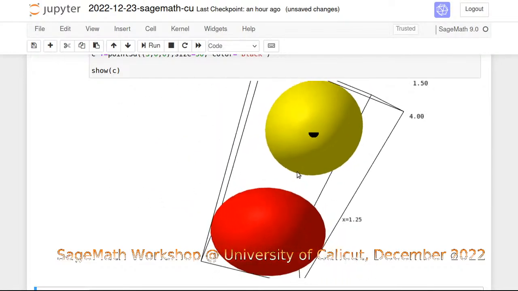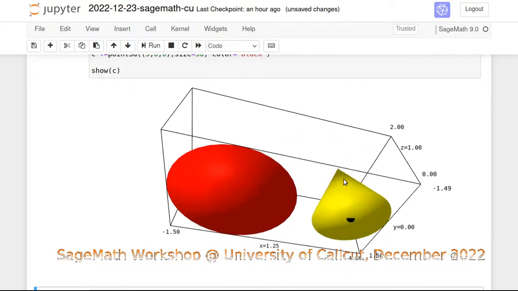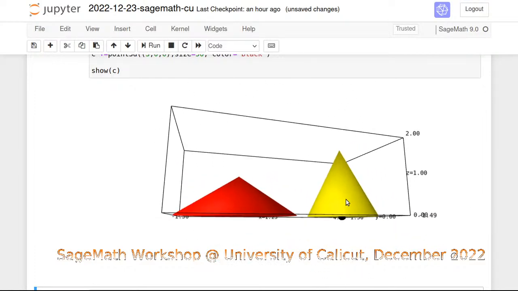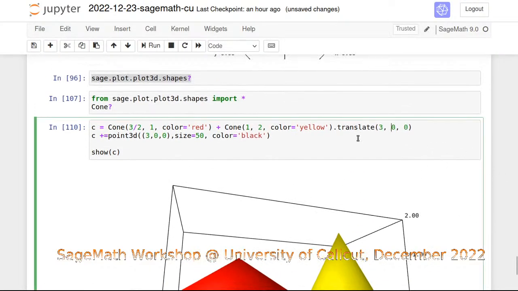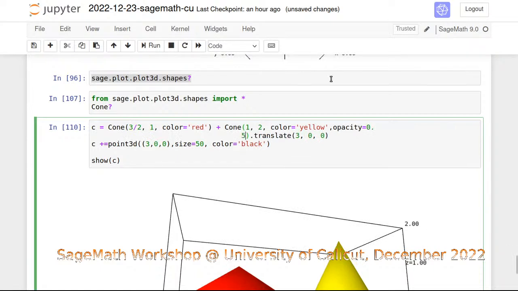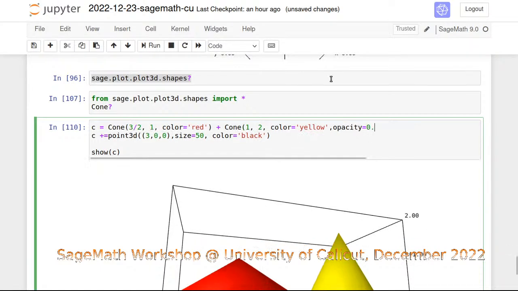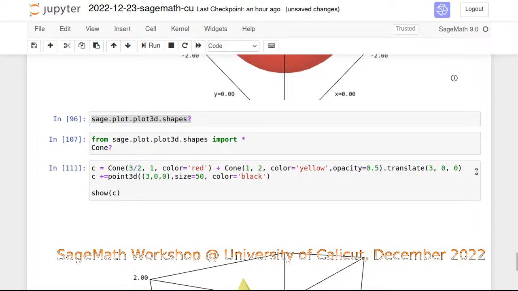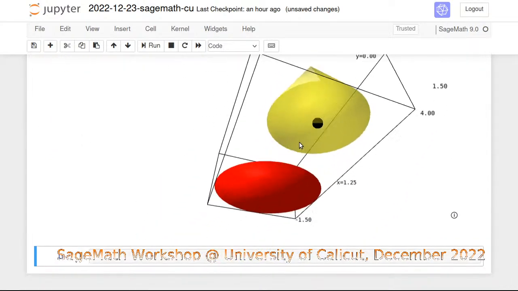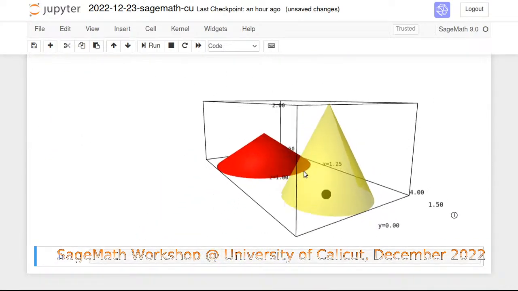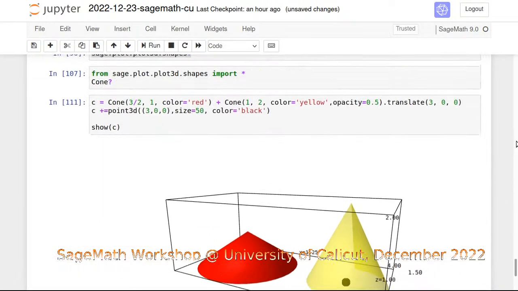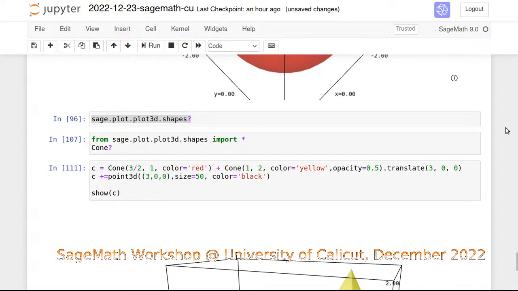There is a point. You can see that there is a point. So the center is moved to this. By translate, what we mean is we are moving the center to this 300. To make it more visible, let's add the opacity as well. You can see that the point is here, 300 is here. So translate essentially means that you move the cone.